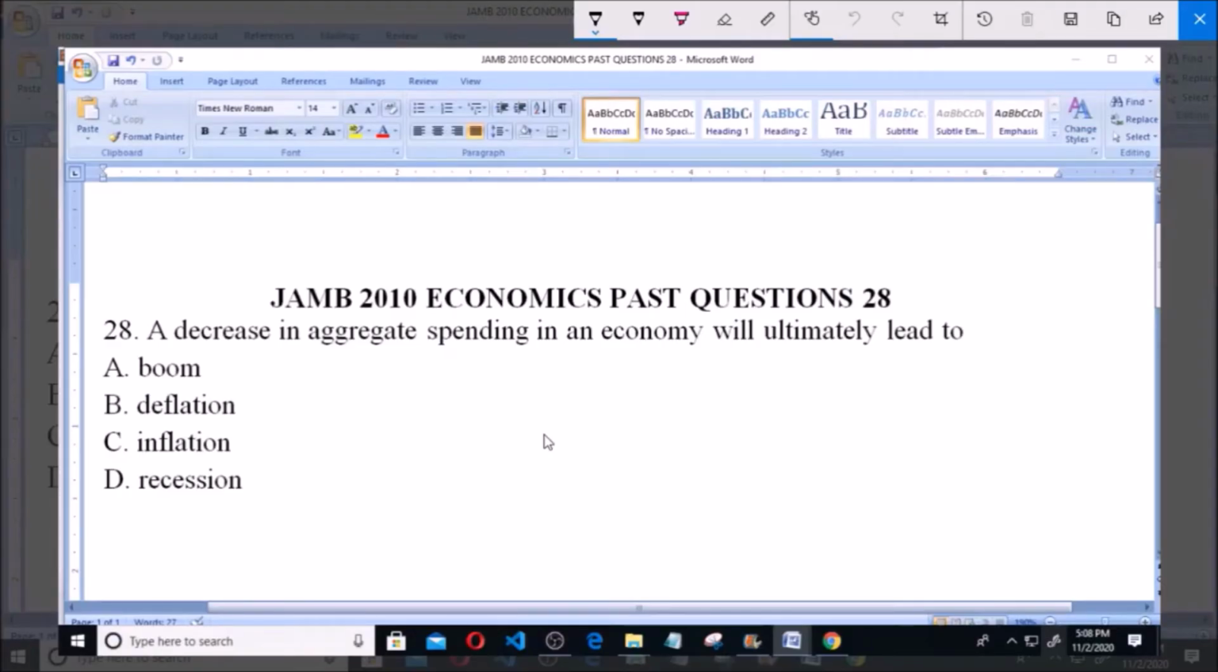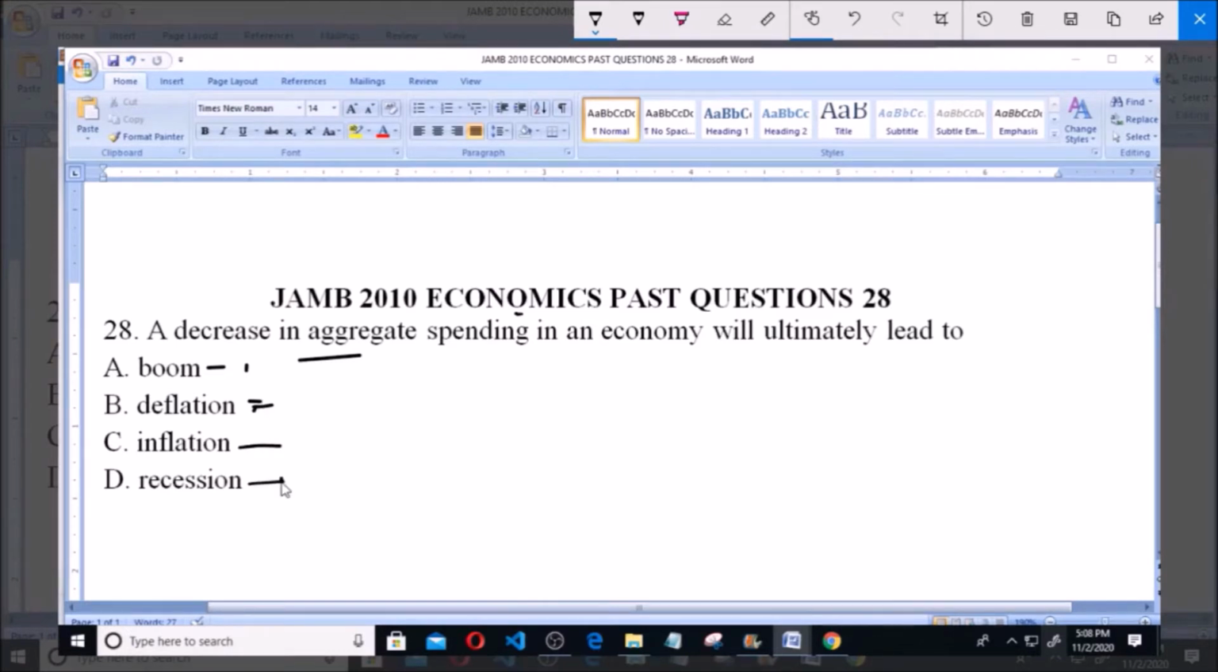JAMB 2010 Economics Past Question number 28. A decrease in aggregate spending in an economy will ultimately lead to a. Option A says boom. Option B says deflation. Option C says inflation. Option D says regression.